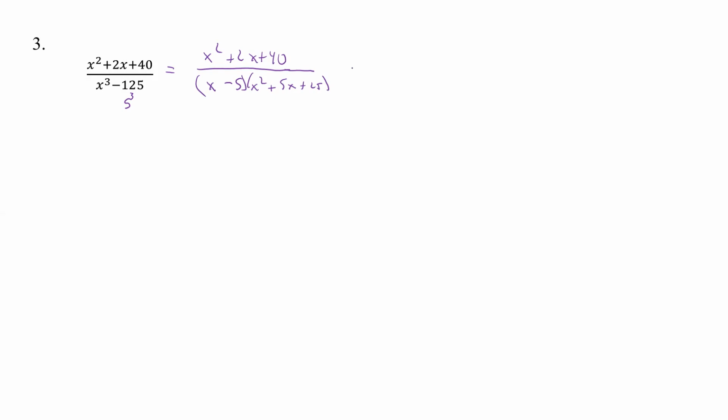And so we're going to get out of that a over x minus 5, and then bx plus c, because remember, when you have a quadratic that's irreducible, you're going to do this bx plus c, and that's over the x squared plus 5x plus 25.